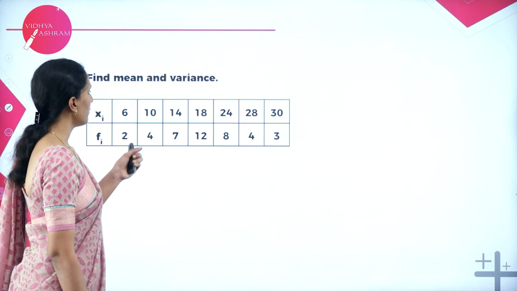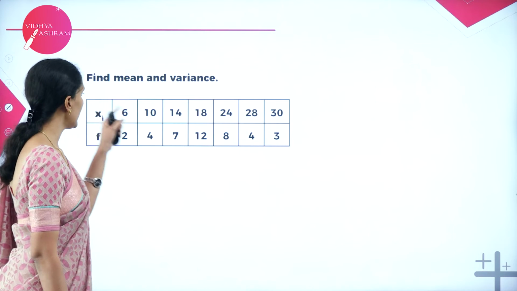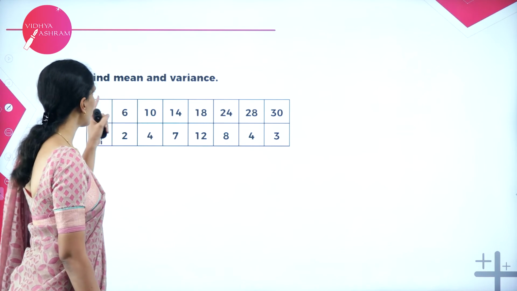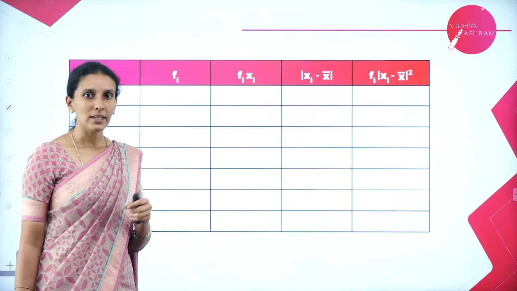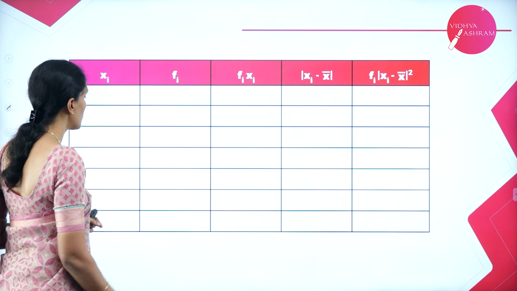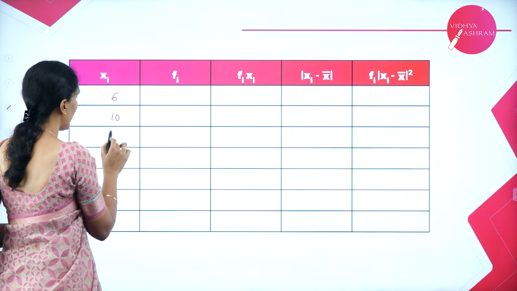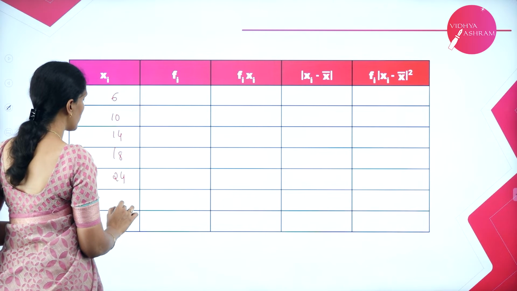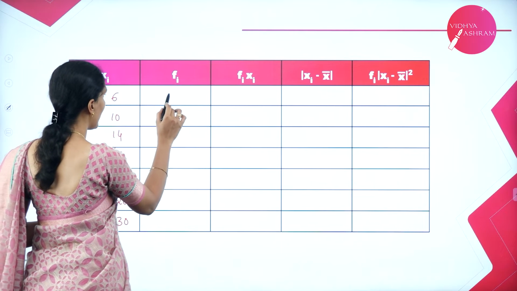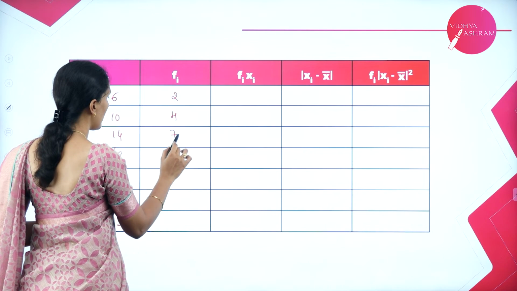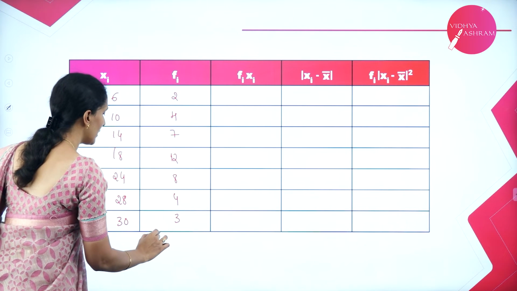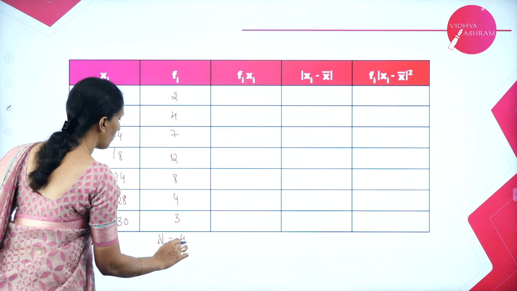We have 6, 10, 14, 18, 24, 28, 30 as a score and frequency is 2, 4, 7, 12, 8, 4, 3. Let us find the mean and variance. So let's substitute these scores in terms of column. So what we had is 6, 10, 14, 18, 24, next we had 28, next 30. So frequency we had it as 2, 4, 7, 12, 8, 4, 3. Let us calculate the value of n. N is equal to 40 we get.